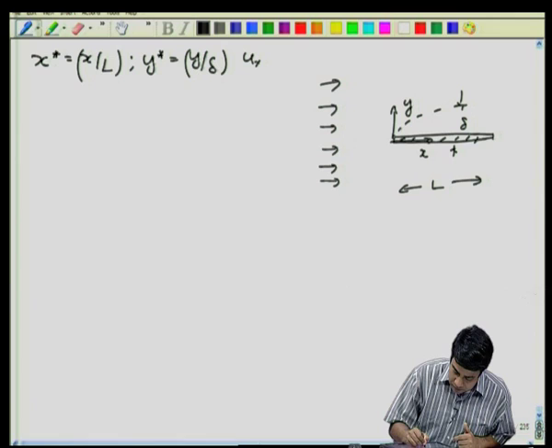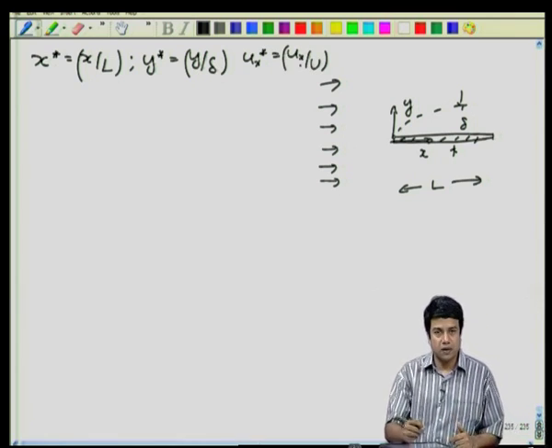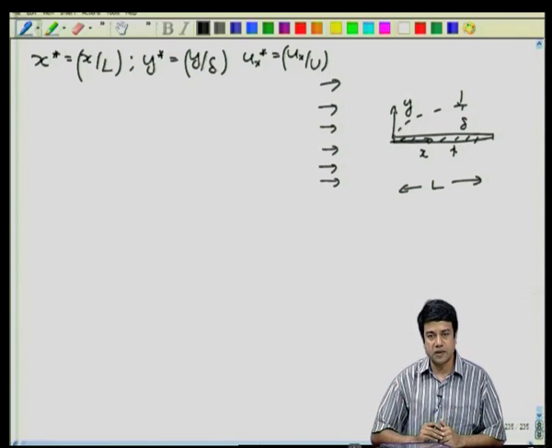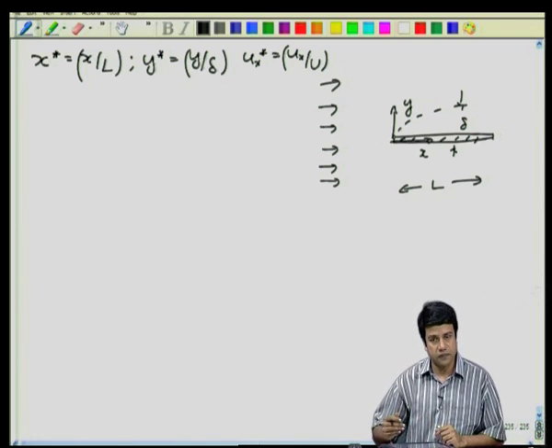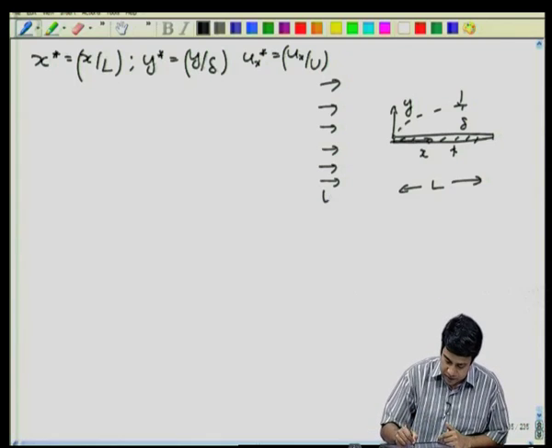The velocity scale is U, because far away from the plate the velocity is capital U, and at the surface it has to come down to 0, therefore it has to vary between 0 and capital U. So, U is the free stream velocity.